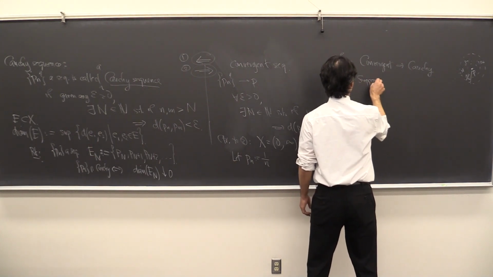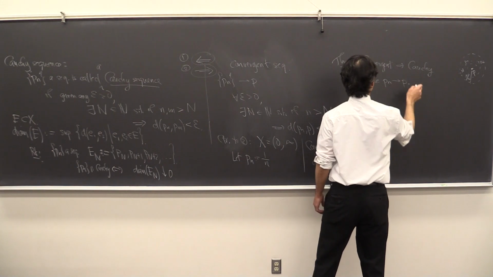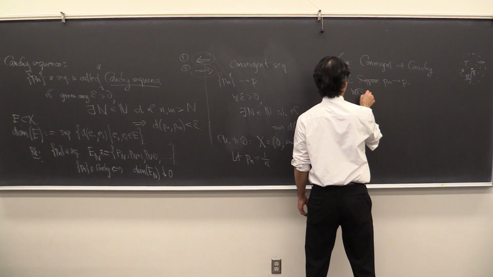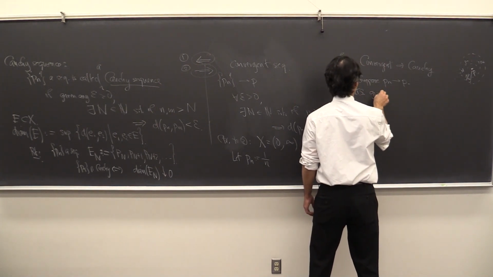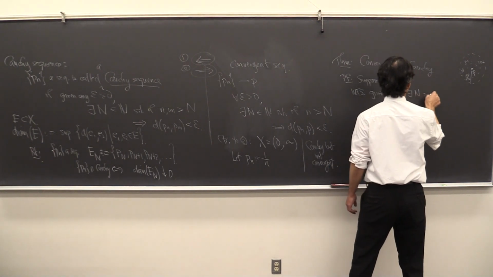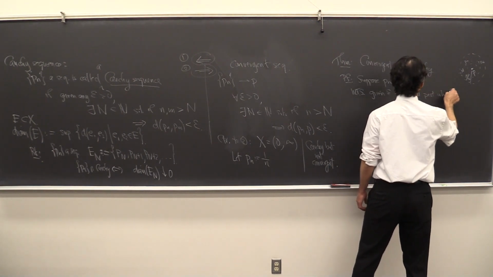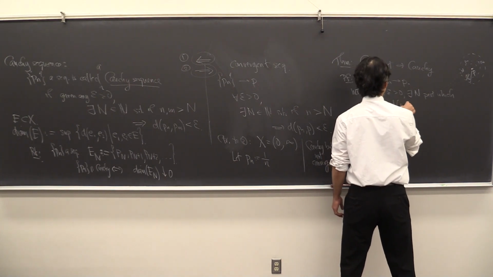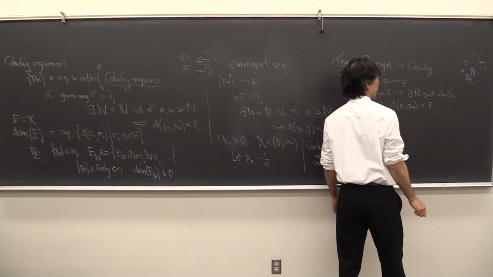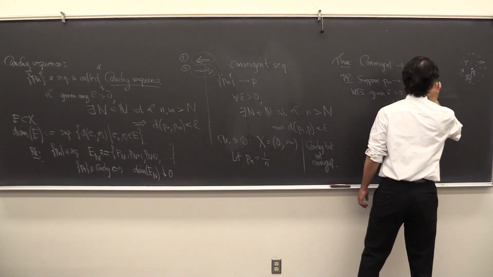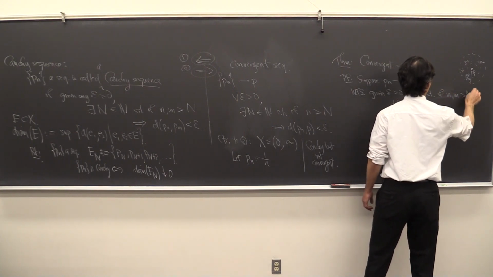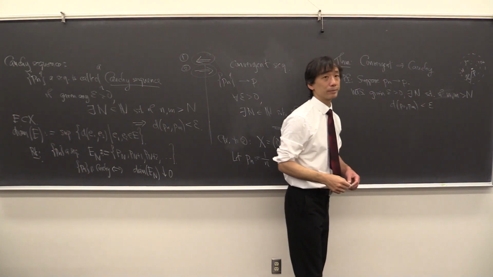Suppose Pn converges to P. So we want to show that, given epsilon, there exists a time past which the distance between Pn and Pm is smaller than epsilon. And by past which, of course, I mean such that if n and m are bigger than the time, then you have this.